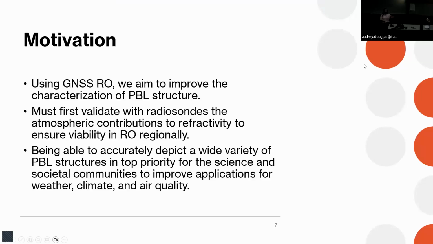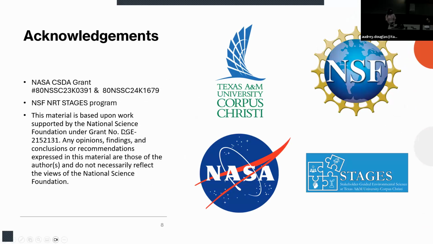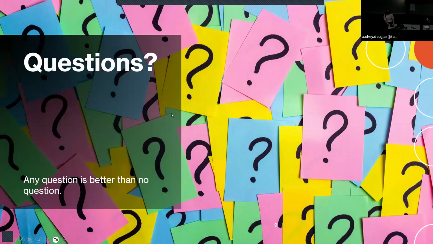To be able to accurately depict a wide variety of PBL structures is a top priority for the science and societal communities, which will help improve applications for weather, climate, and air quality. And these are some acknowledgements here, and I am open for questions.